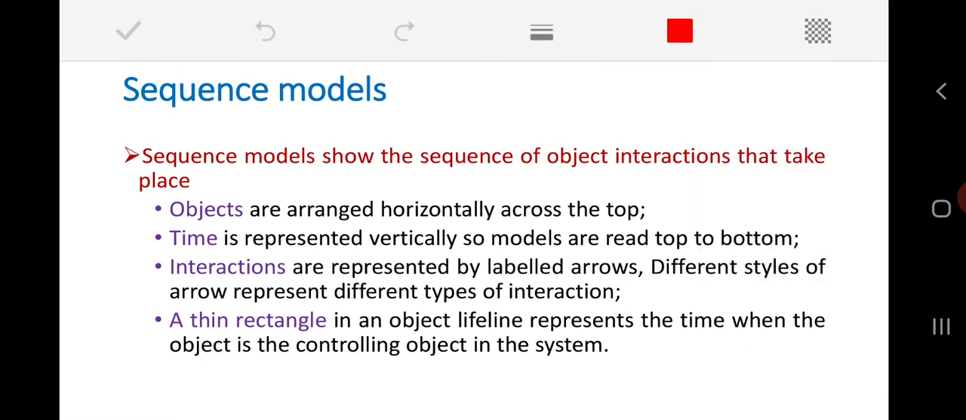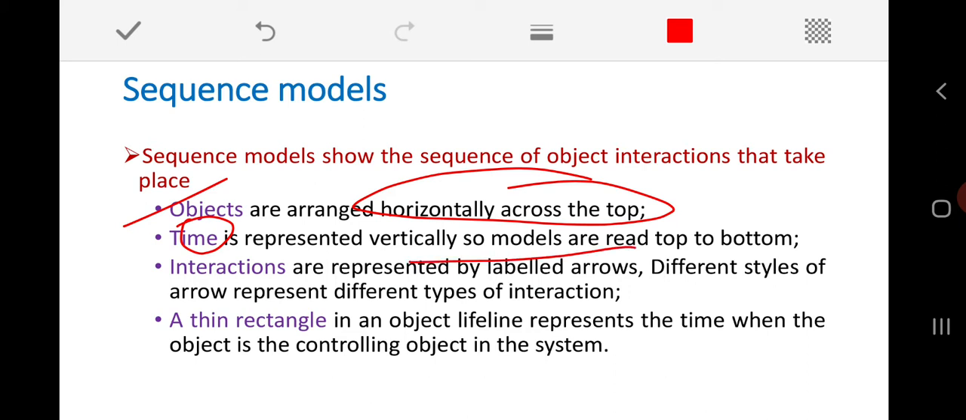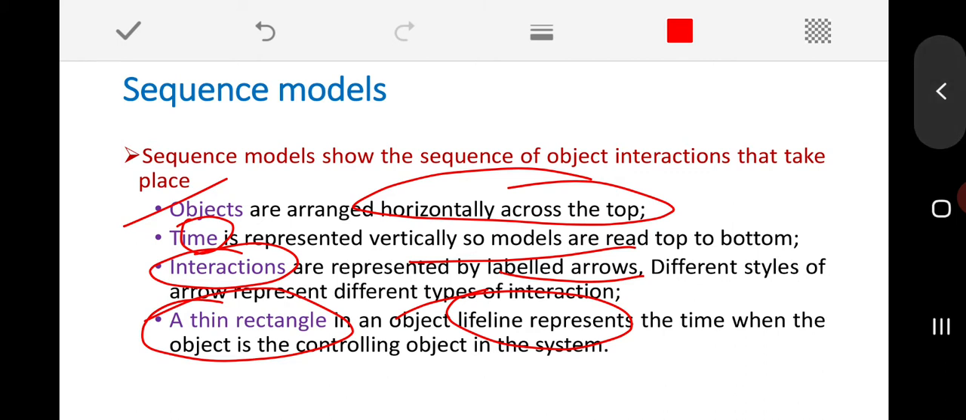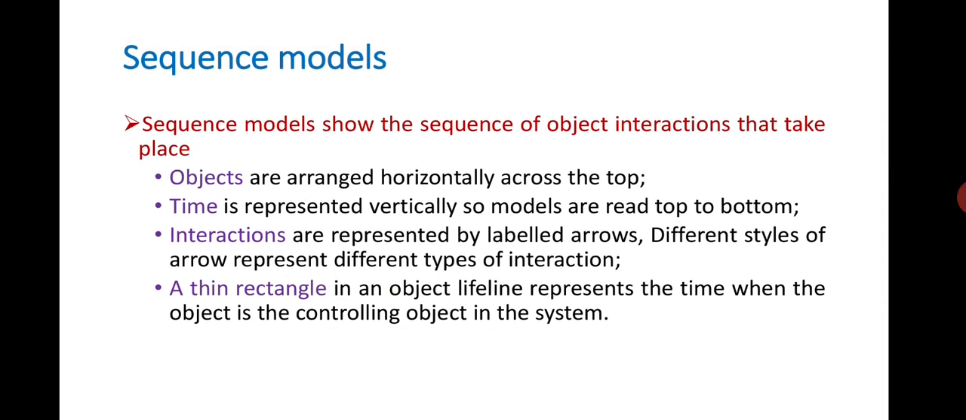To draw this particular sequence diagram, see there, we are going to incorporate the objects. Objects are arranged horizontally across the top here, okay. And then we are going to represent time. Time is represented vertically, okay. Interactions are represented with labeled arrows, okay. We also represent thin rectangles for every object, which indicate the lifeline, meaning for what time period that particular object will be active under that particular interaction, okay. So these are all the different parts of our sequence diagrams.